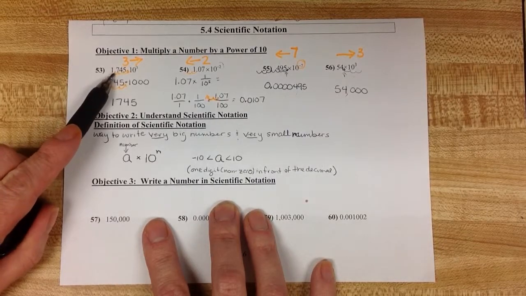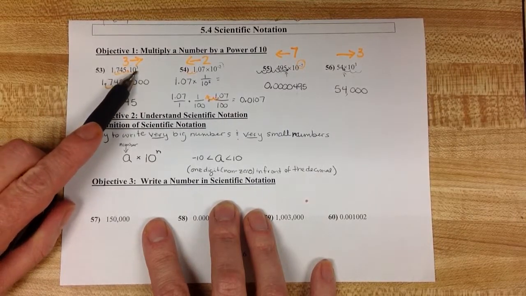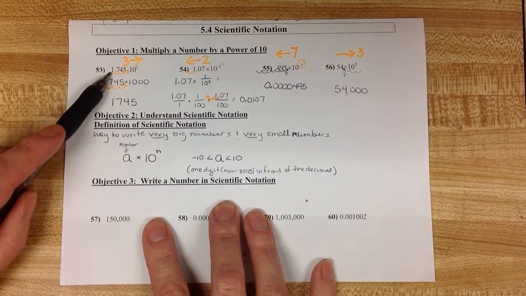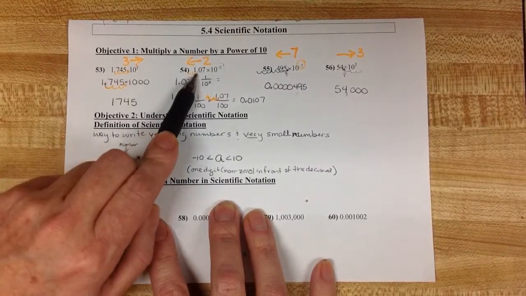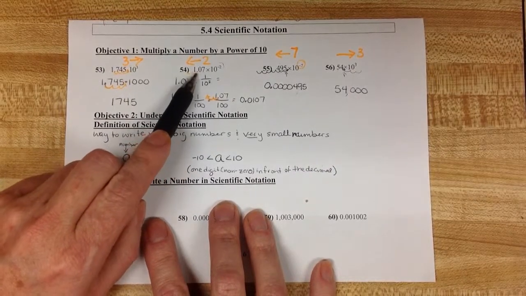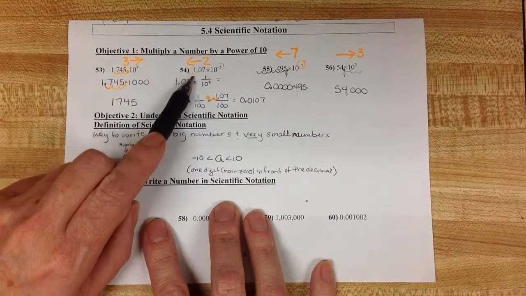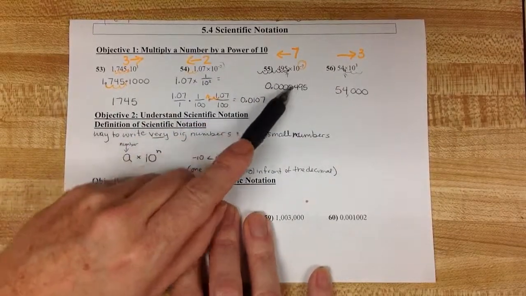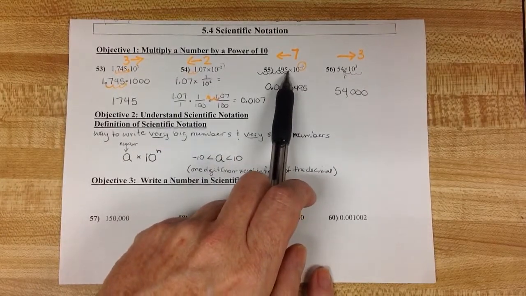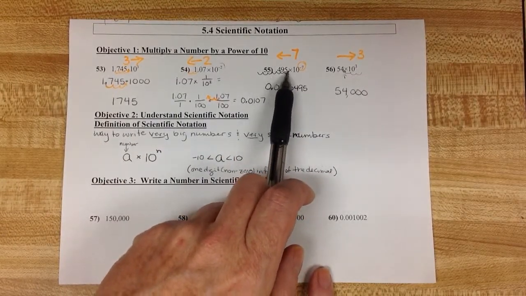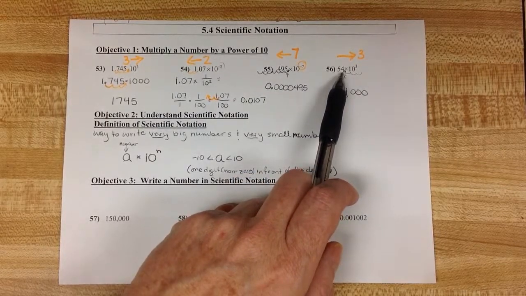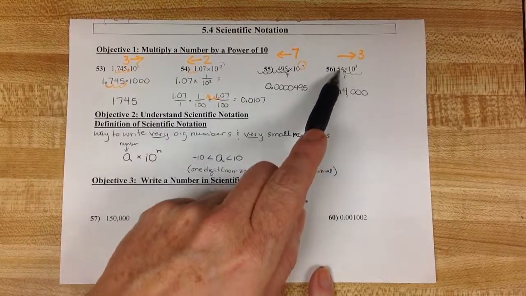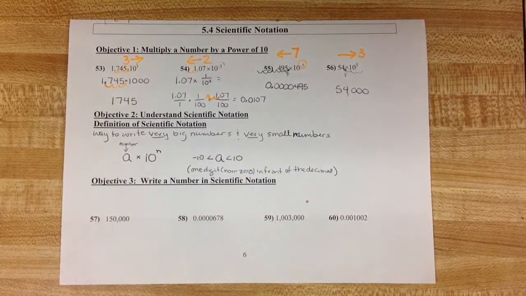This first one, 1.745 times 10 to the third, is in scientific notation because there's only one digit that's to the left of our decimal place. This number is also in scientific notation, 1.07. We've got just one digit that's to the left of the decimal place. These two numbers are not in scientific notation because if you remember where our decimals were, this decimal was after 3 digits, this one after 2 digits. And in order to fit the definition of scientific notation, only one of those digits could have been in front of the decimal place.